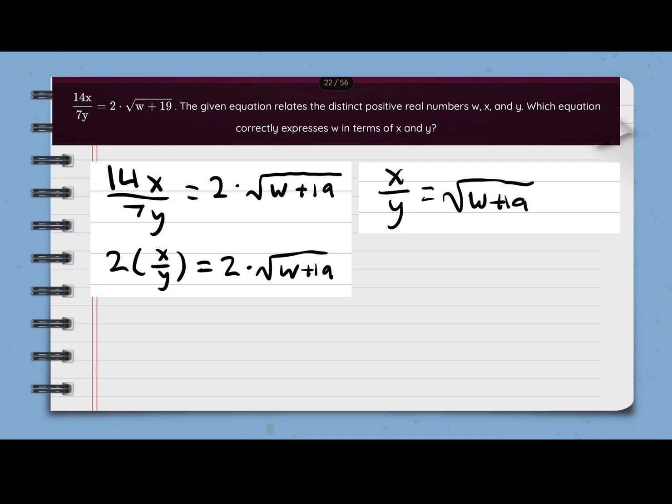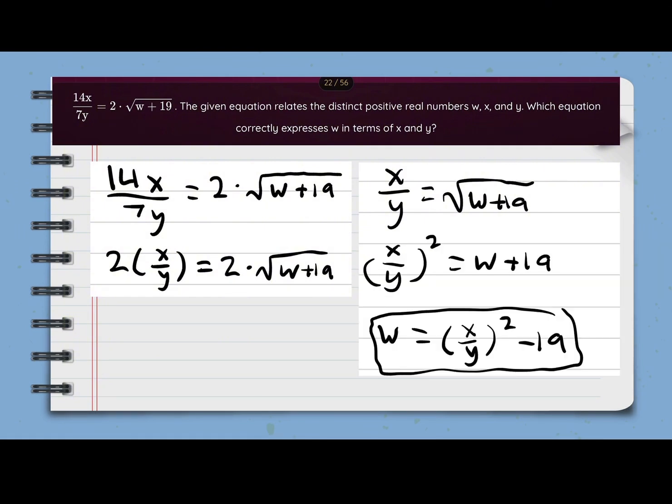And again, we're solving for w here, so this time we'll get rid of that square root by squaring both sides. And solving for w, we'll just move that 19 by subtracting, and this is our correct answer.